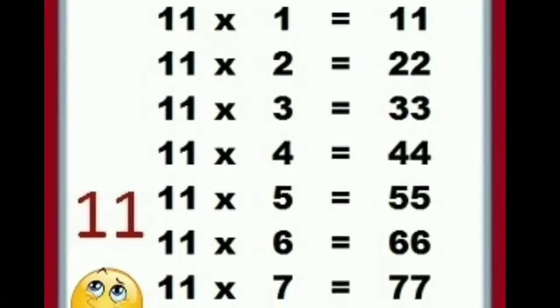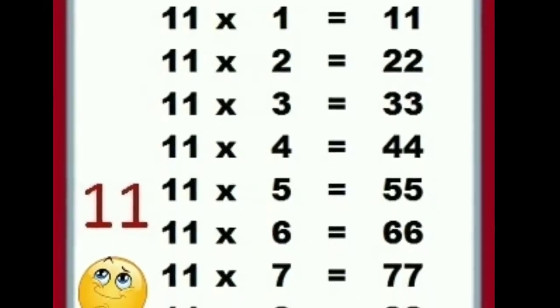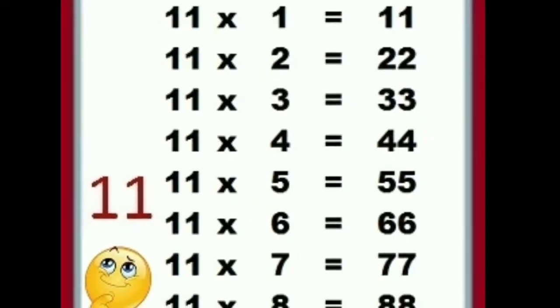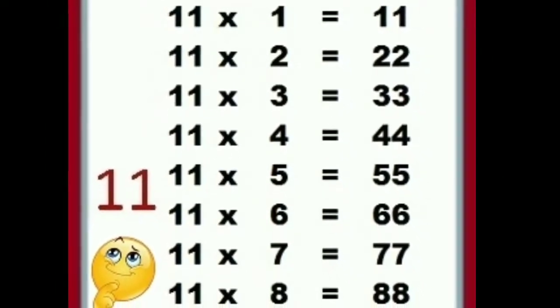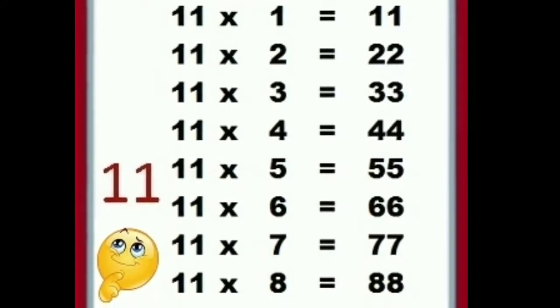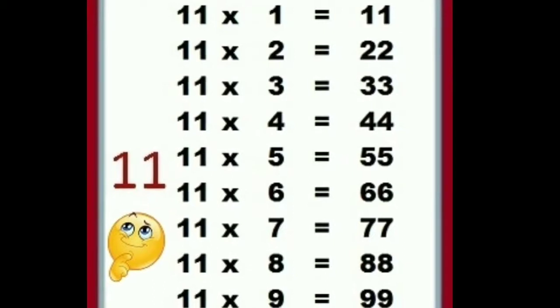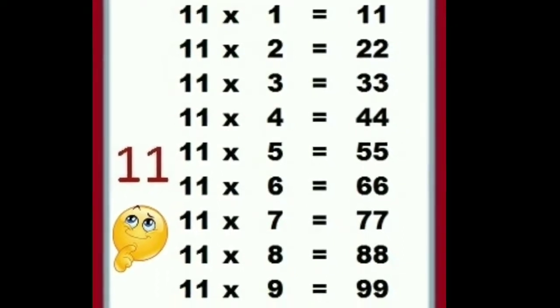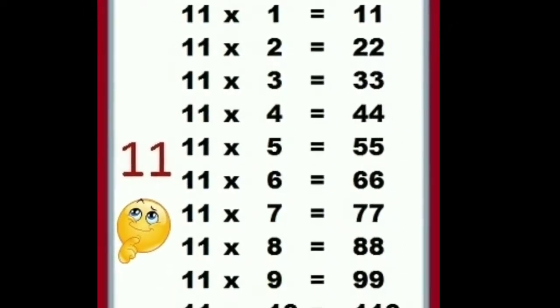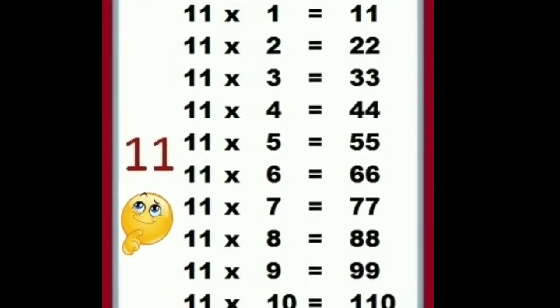Table of 11, that is much easier. 11 ones are 11, 11 twos are 22, 11 threes are 33, 11 fours are 44, 11 fives are 55, 11 sixes are 66, 11 sevens are 77, 11 eights are 88, 11 nines are 99, 11 tens are 110.